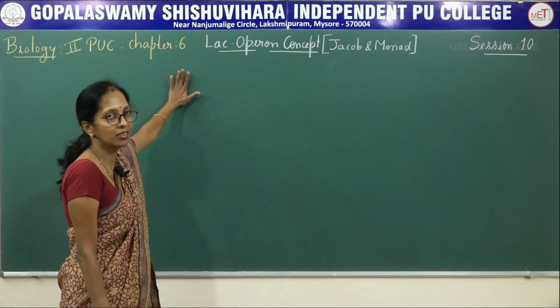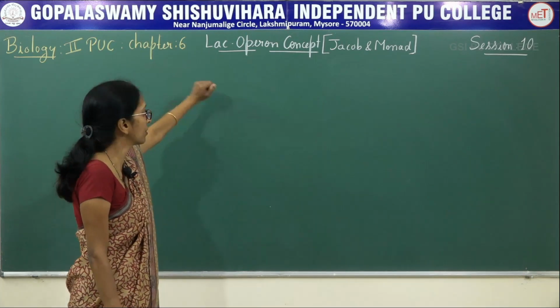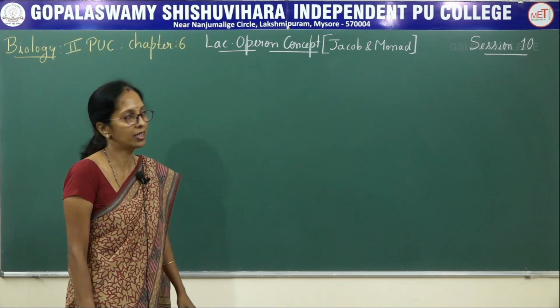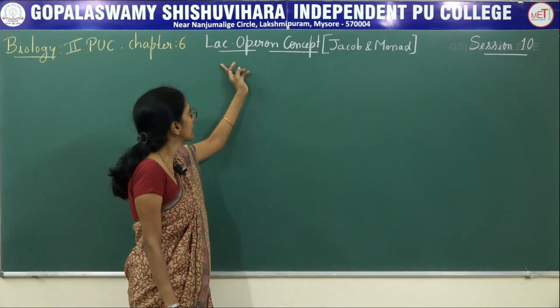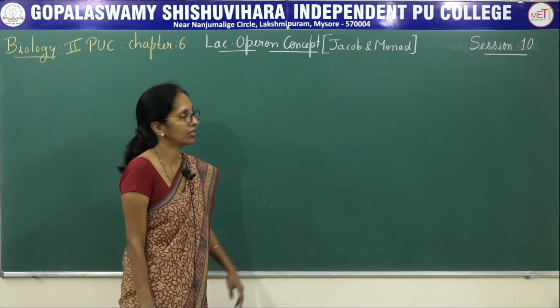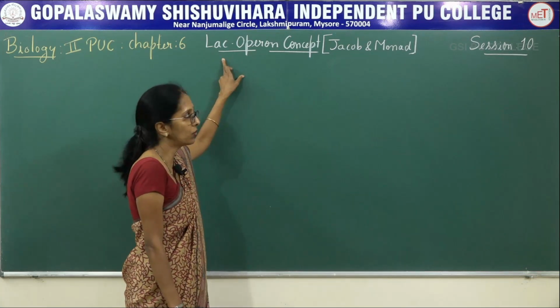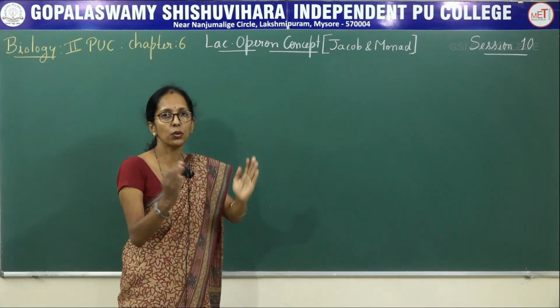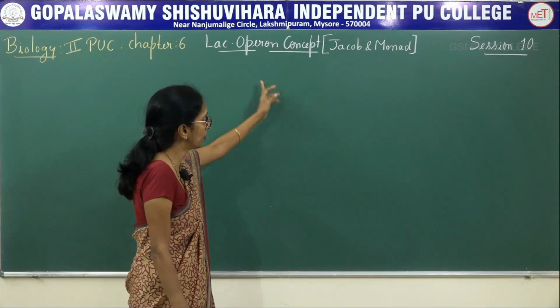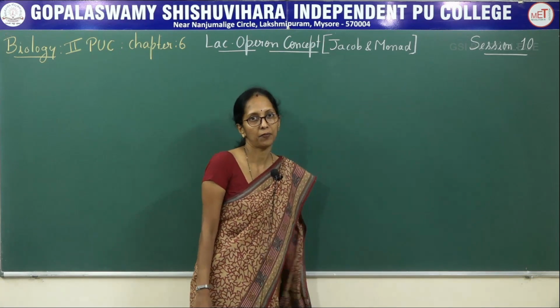Today I'll be continuing with the same chapter, chapter number 6, molecular basis of inheritance. Today I'll be discussing the lac operon concept. Lac means lactose, operon means a group of structural genes. It was proposed by Jacob and Monod.